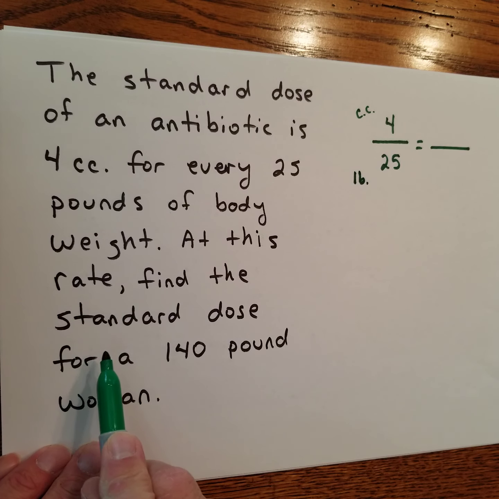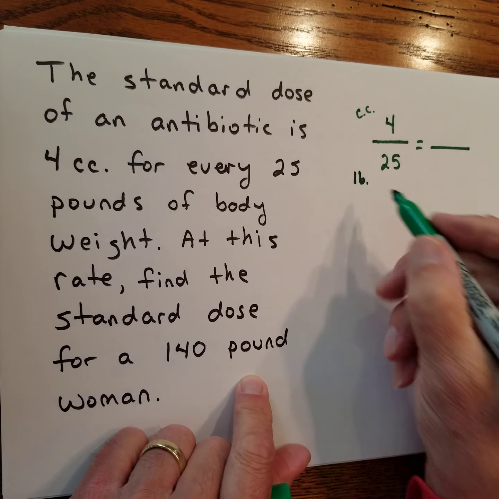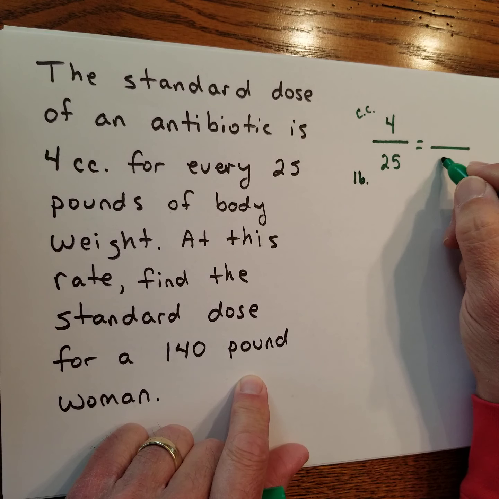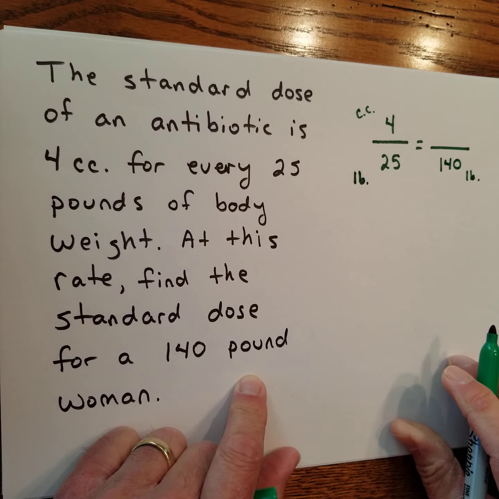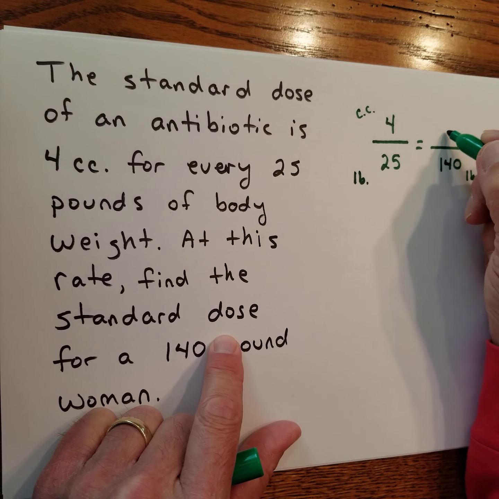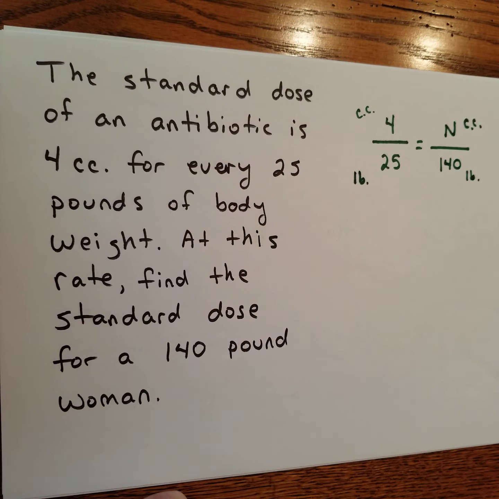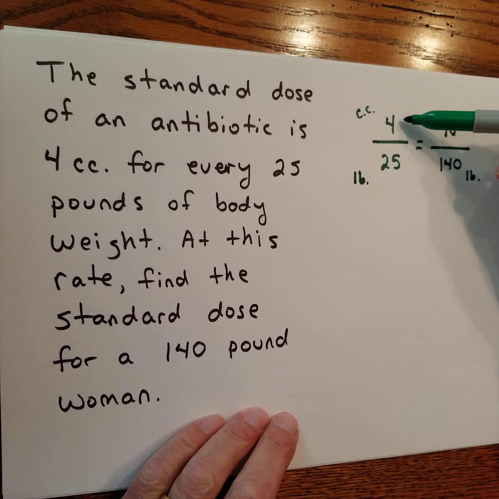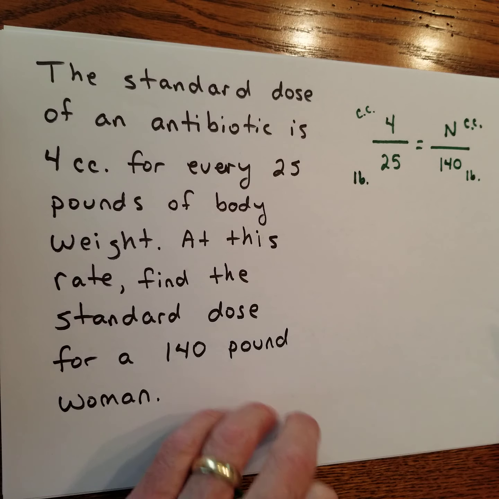At this rate, find the standard dose for a 140-pound woman. 140 pounds. We have pounds in the bottom of the fraction. We'll keep pounds there. What are we trying to find? We're trying to find the standard dose. Standard dose meaning how many cc's should this person get? If it takes 4 cc's for every 25 pounds of body weight, how many cc's for a 140-pound woman? All right, now grab a calculator.